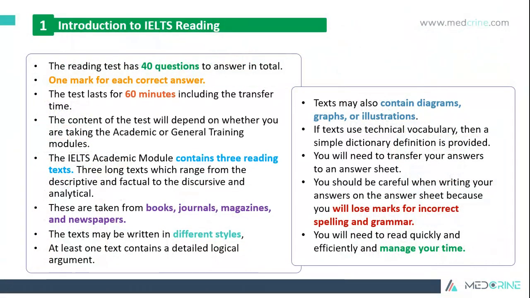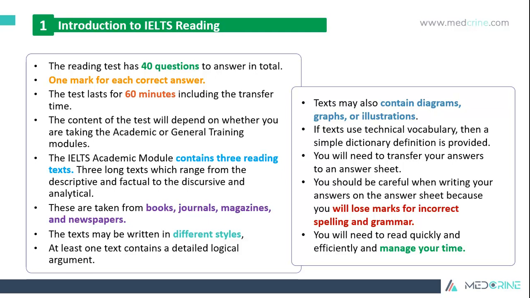The IELTS reading test has 40 questions in total and each question has 1 mark. The test lasts for 60 minutes, including the time for you to transfer the questions into the answer sheet. The content of the text depends on whether you're taking academic IELTS or general training IELTS.